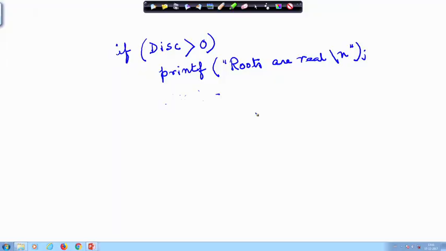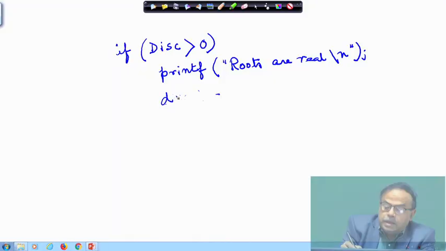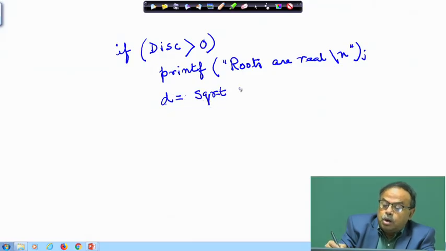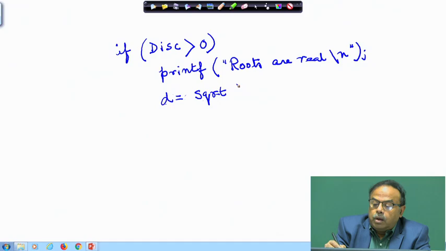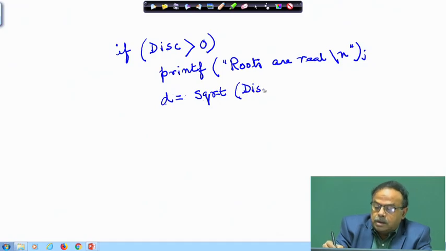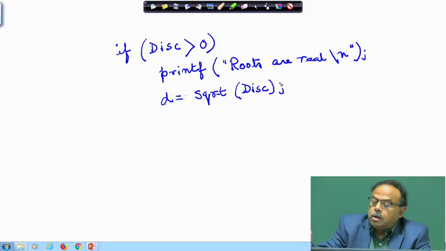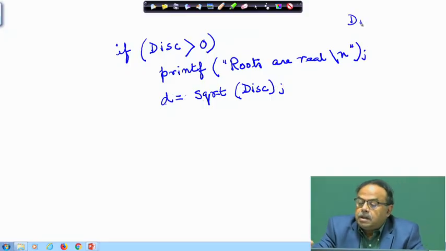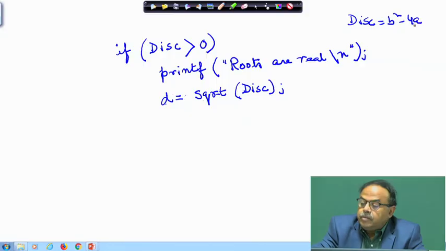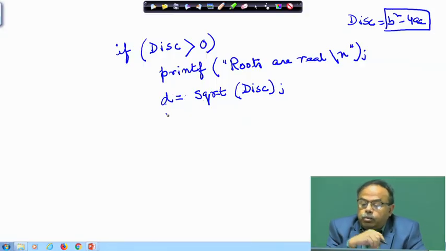So, printf roots are equal and d is square root of disk. So, I called disk to be b square minus 4 ac. Now, I am finding the root of that. Now, here I have committed one mistake. Can you tell me what the mistake is?